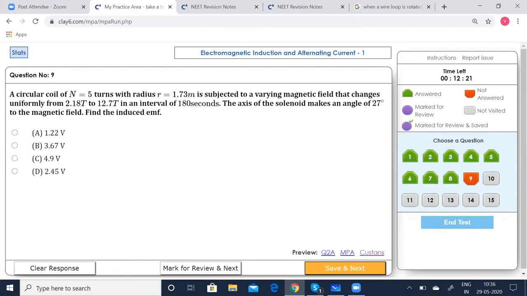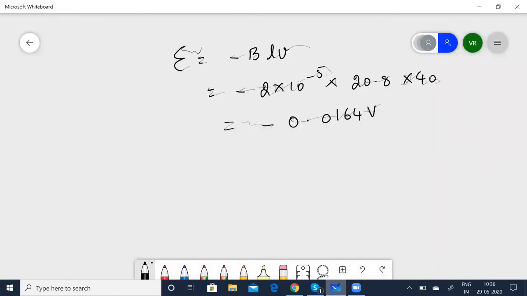Now coming to the ninth one. The circular coil of N equal to 5 turns with radius R equal to 1.73 meters is subjected to a varying magnetic field that changes uniformly from 2.18 Tesla to 12.7 Tesla in an interval of 180 seconds. The axis of the solenoid makes an angle of 27 degrees to the magnetic field. Find the induced EMF. N is given, R is given, change in flux is given, time is given, angle is given. All the values are given, so it is going to be very easy for you to calculate once you know the formula.